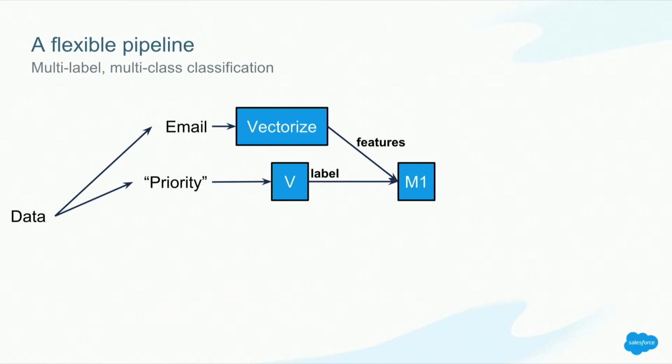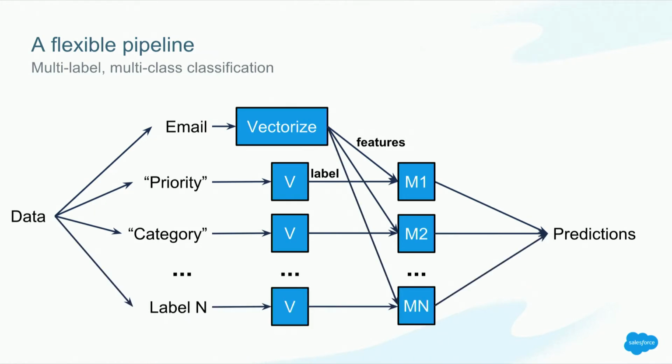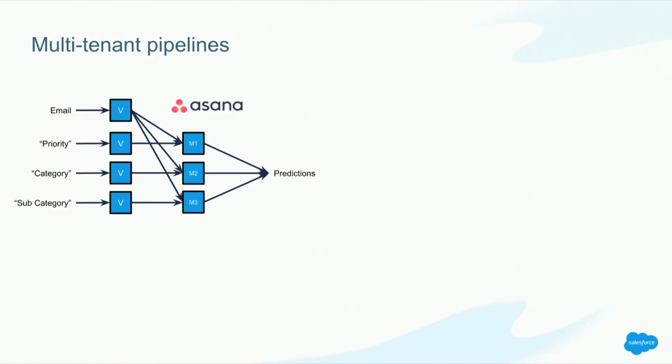Those both go into our statistical model. And out of the statistical model comes our predictions. Now, we also need to do this for the other fields, the category field, and so on, as many fields as we need to predict. So this is the overview of the pipeline we're trying to create here. Now, each customer is going to need a different pipeline, obviously. So, say Asana wants us to predict what the priority, the category, and the subcategory are going to be from emails.